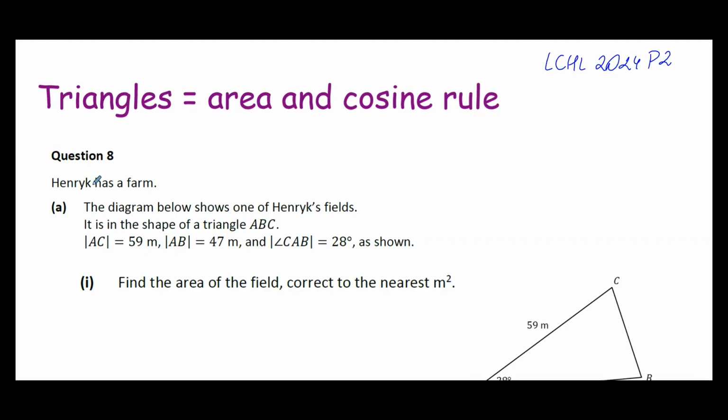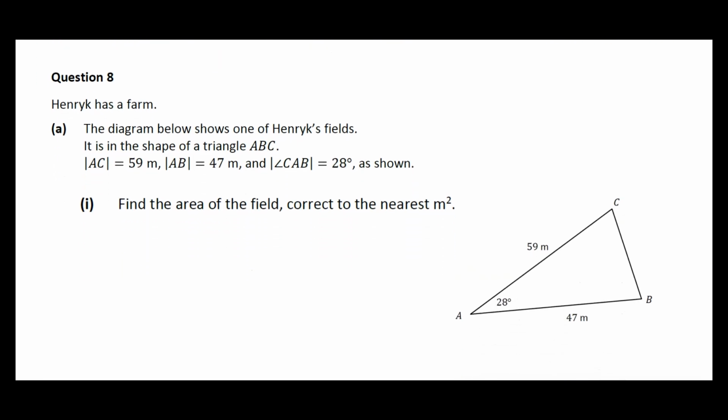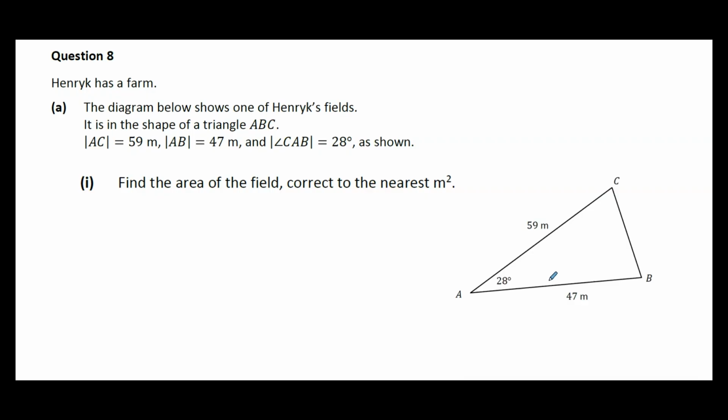This question is about Henrik that has a farm. The diagram below shows one of Henrik's fields. It is in the shape of a triangle ABC, and we have some measurements: 59, 47, and 28, the angle as shown. So first thing, we have to find the area, correct to the nearest meter.